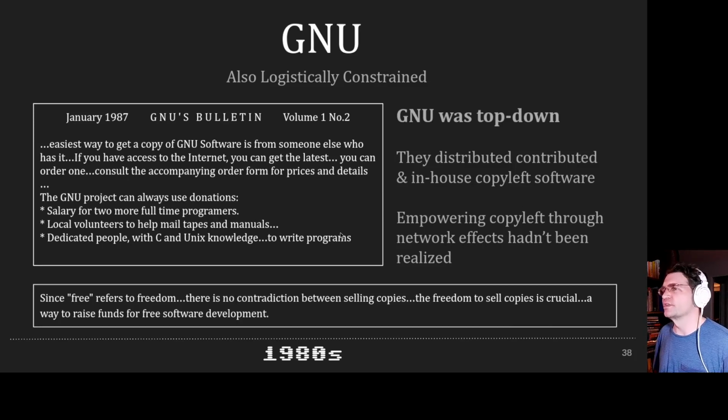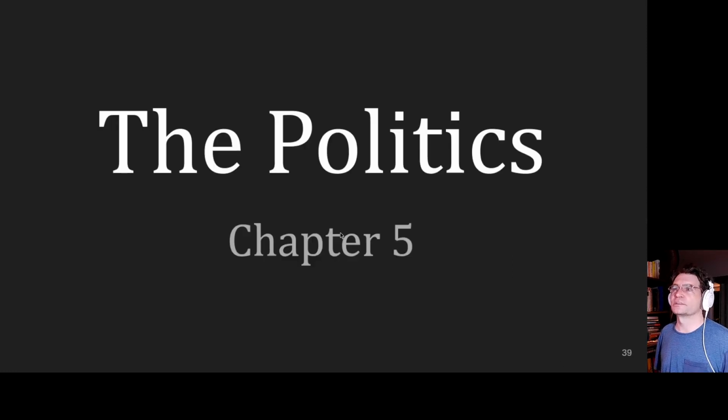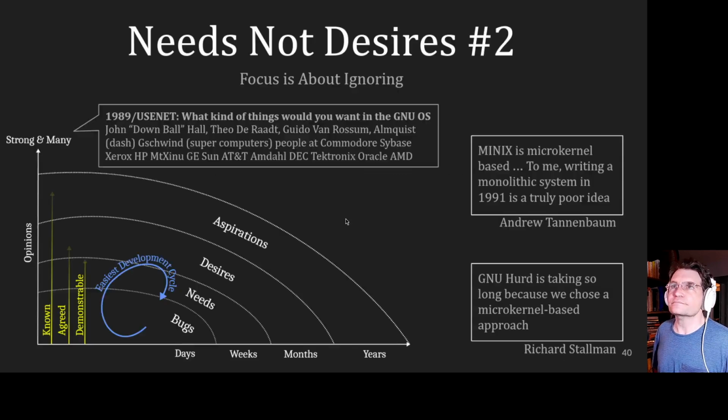So we have to go to the next subject, which is the politics. And I apologize in advance for talking about politics here. The first one is needs, not desires. Number 2. This is more about corporate politics and software development politics and any kind of people being elected. The idea here is that we have bugs, needs, desires, and aspirations. And as things become more abstract, if you will, it becomes harder to implement.